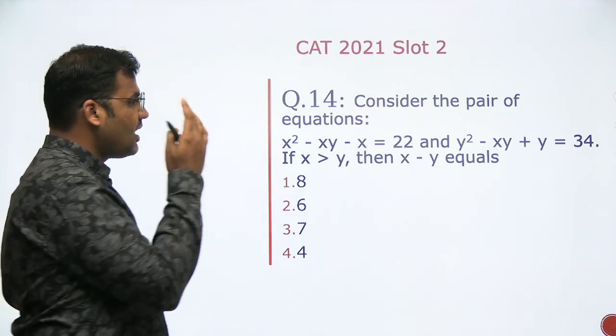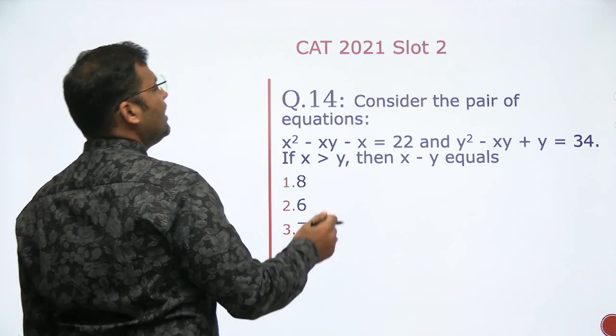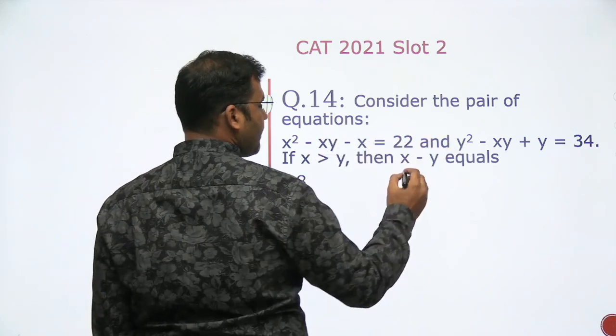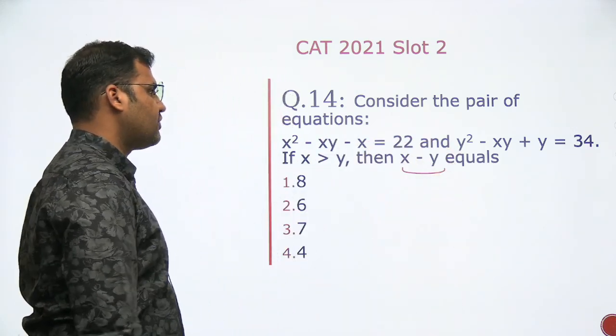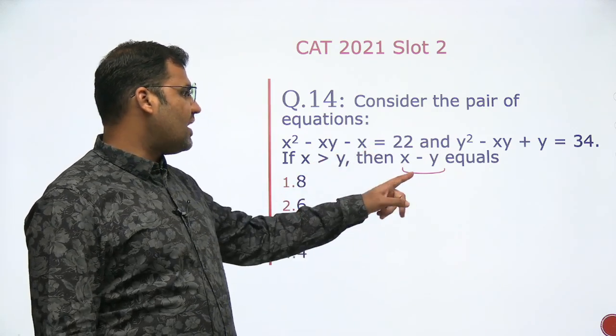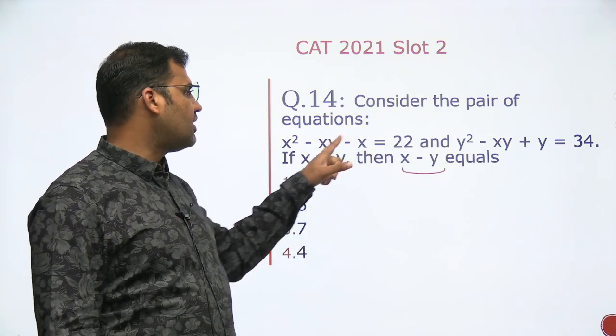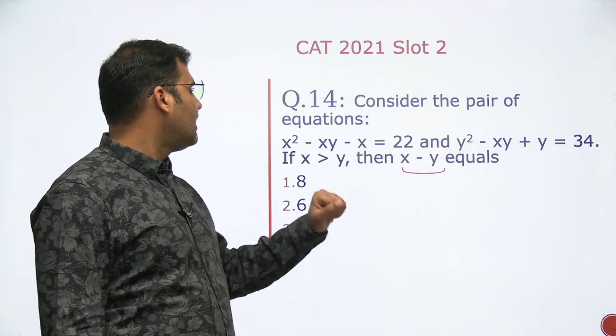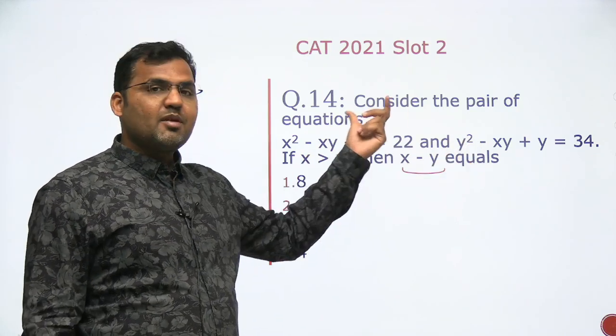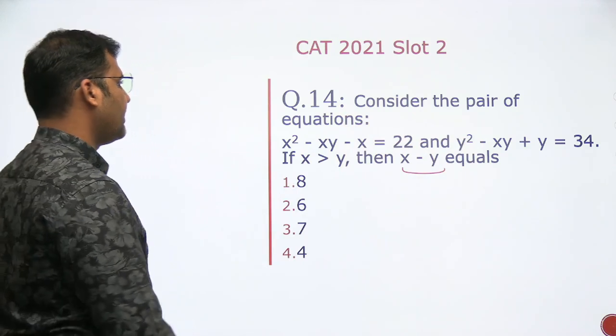Next question of algebra. Again, a very simple question. Two pairs of equations are given to me and I'm supposed to find out x minus y. You can clearly see that to find x minus y, I will have to add both equations. Why? Because if I add these two equations, I'll be able to make x minus y whole square, right?